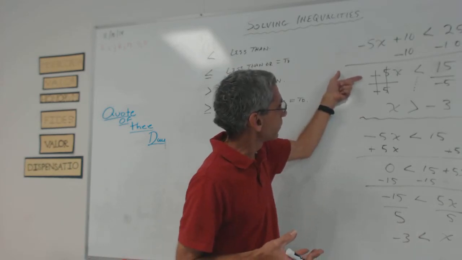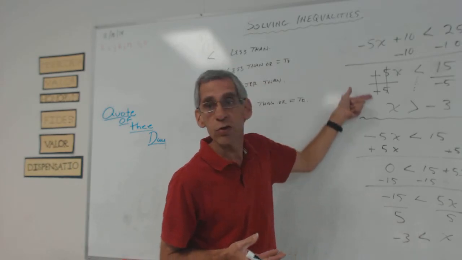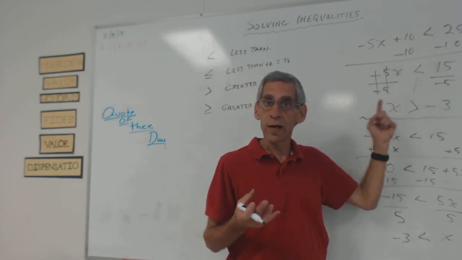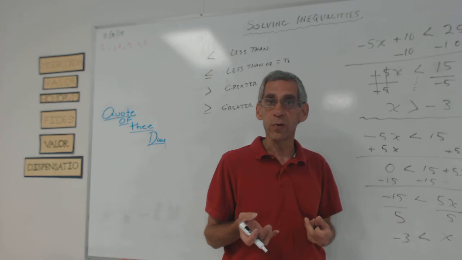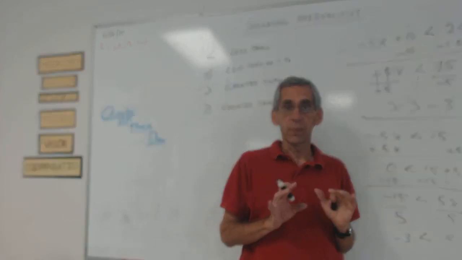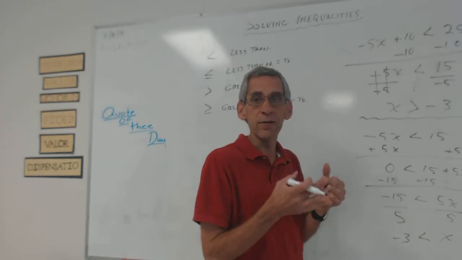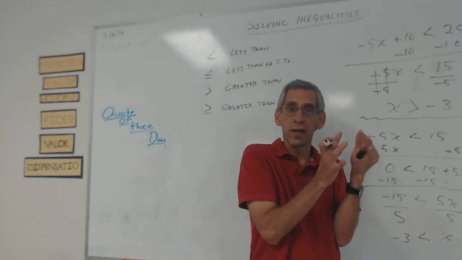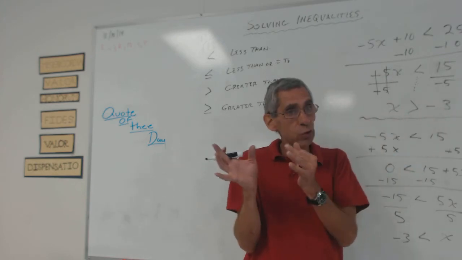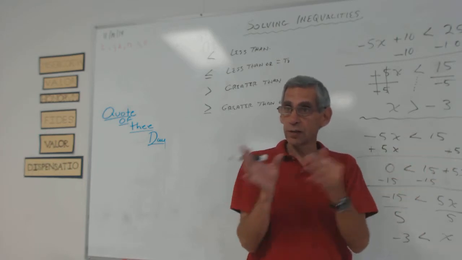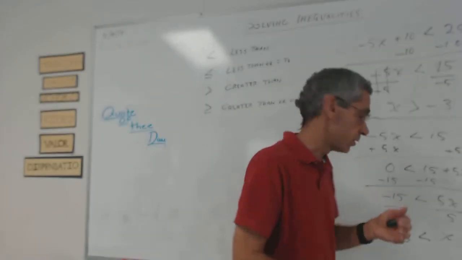Since it's about shortcuts, I'd rather do the shortcut and memorize that this has to flip when I multiply or divide by a negative number, both sides. Does that make sense? But it has to be both sides. If a problem already has a negative on one side, that doesn't change the sign. If I'm choosing to multiply both sides by a negative number, or divide both sides by a negative number, then the sign flips.